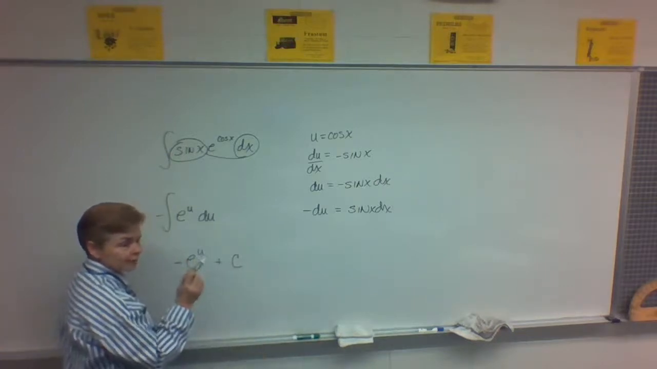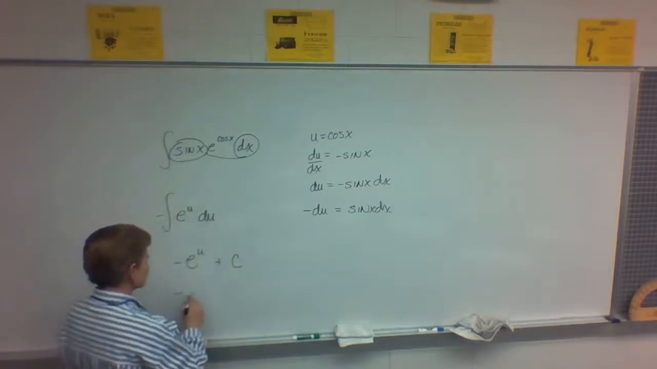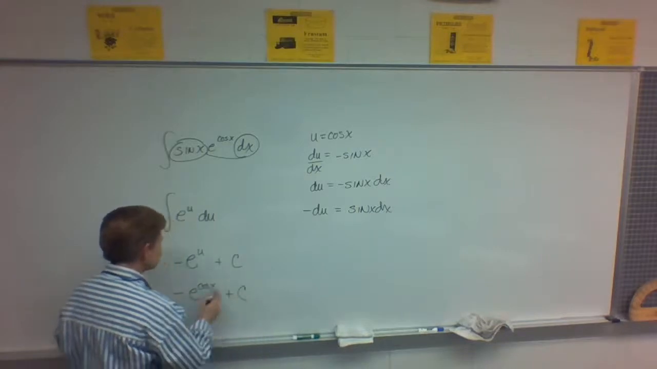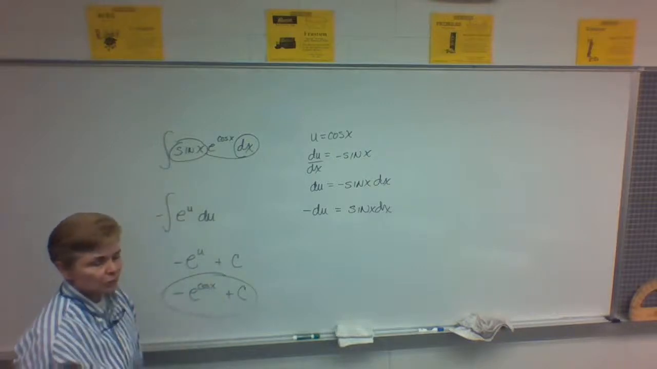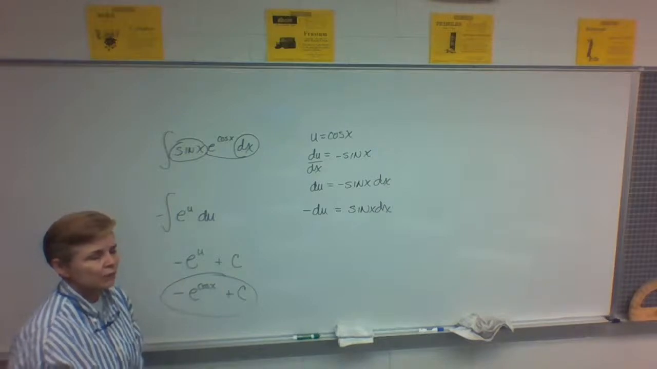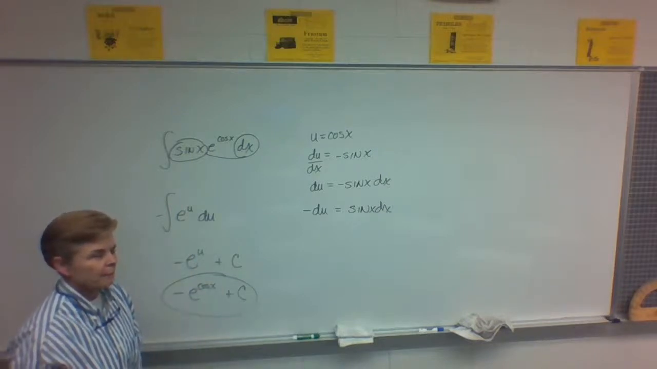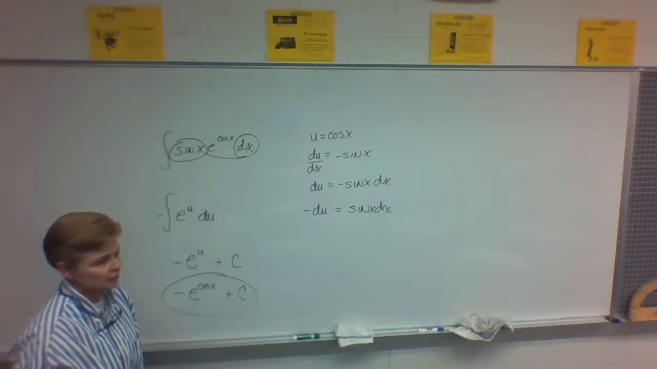But we're not done because we were supposed to integrate with respect to x. So what we do is we come back and put in what u is. This is this thing's integral with respect to x. So we come back and rewrite the u with what it's equal to, cosine x. So could we do that without having to make the u? Only if you're really, really, really good at this.